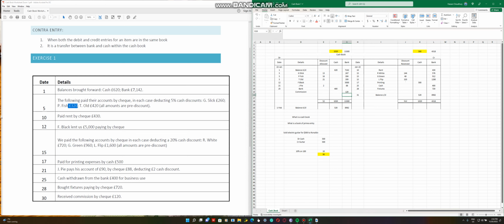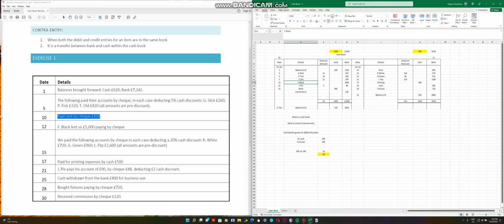All right, the next transaction, paid rent by check. Whenever you're paying rent, right, it's always credit because money is leaving you. Same way, F Black lent us 5,000 by check. Thank you, F Black, for being so nice. And because he's lending us money, we're receiving the money. So we're putting it in the bank because it's by check. So 5,000 over here, F Black.